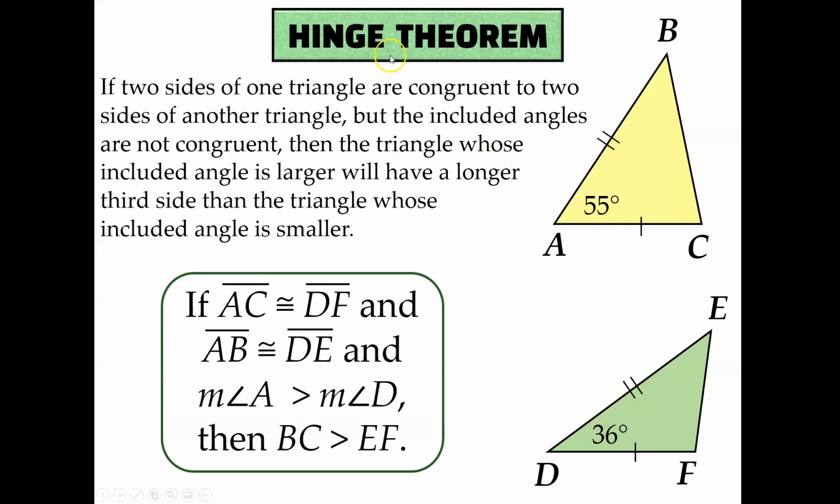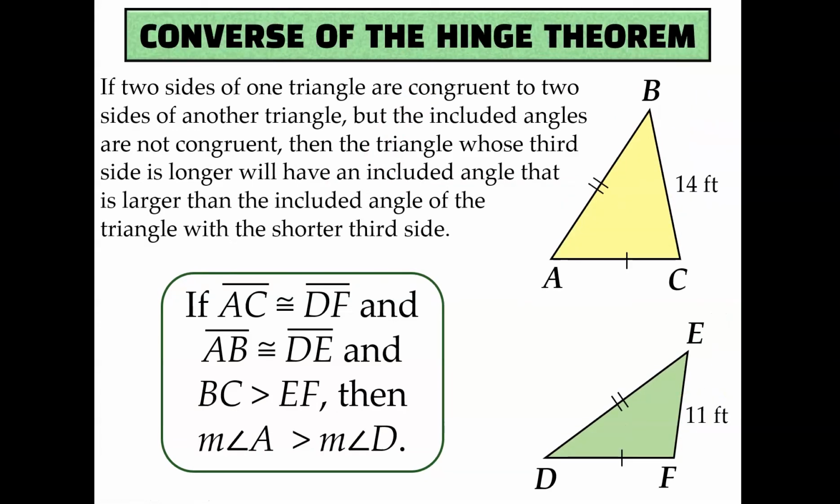Instead, we can use something called the Hinge Theorem to make an estimation about the relationship between side BC and side EF, the third sides, the ones that we didn't know. Those sides are across from the two angle measurements that we were given. And since 55 is a larger angle measure than 36, the Hinge Theorem allows us to conclude that BC must be longer than EF.